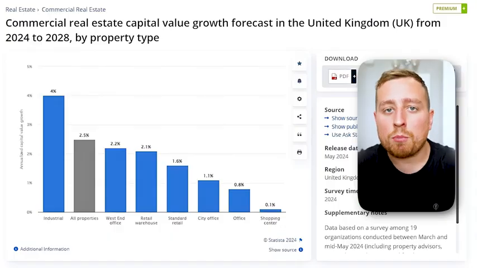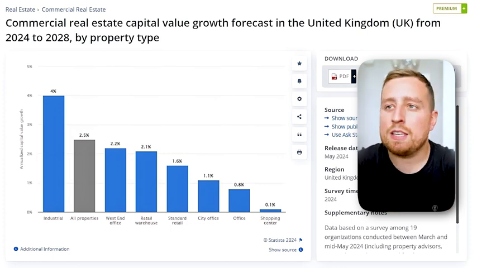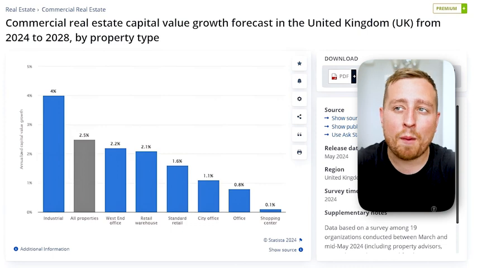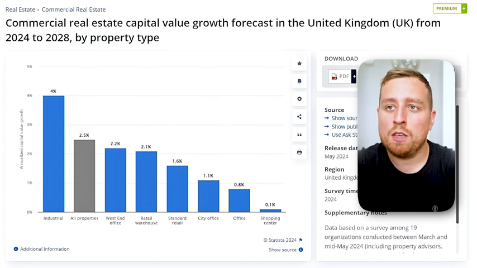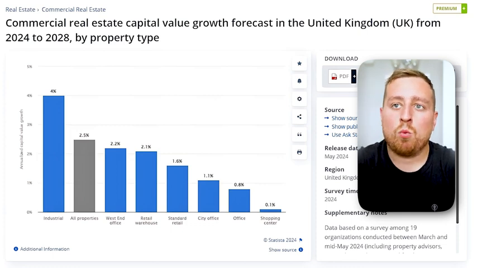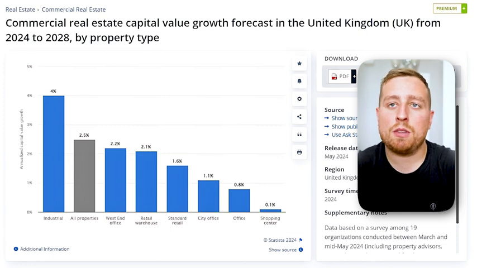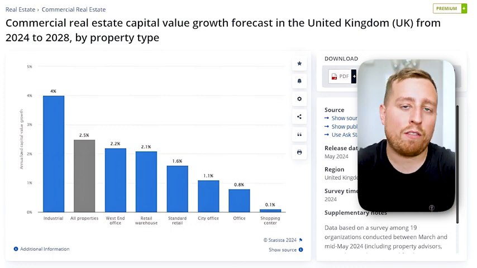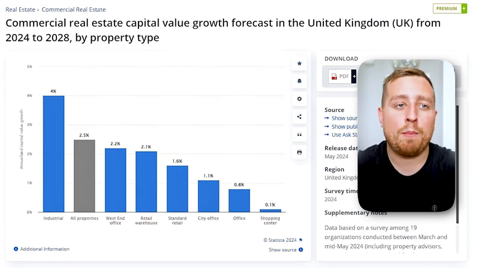Now, when we look at this, we can break it down by different types of buildings. So we have shopping centres, which is yielding a 0.1% growth, which is very low. Offices 0.8%, city office 1.1%, standard retail at 1.6%, retail warehouse at 2.1%, West End office 2.2%. All properties average is 2.5%, but the interesting one here is industrial at 4%. So that is a 4% forecasted average per annum.